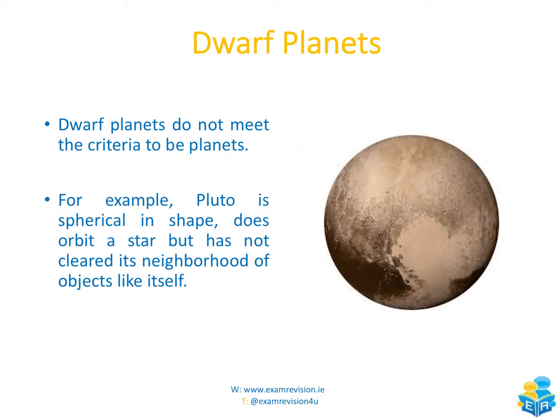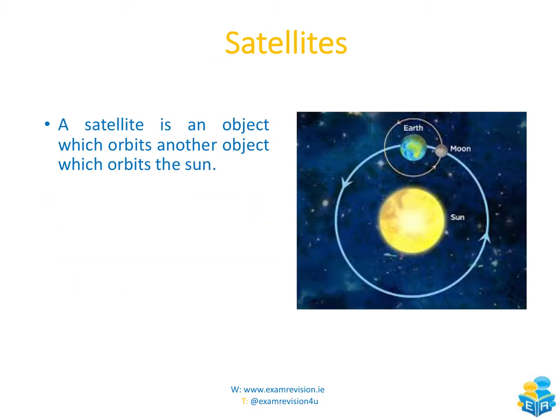Now, I mentioned already the famous example there of Pluto being demoted as a planet. So dwarf planets do not meet the criteria to be planets, okay? So think back to the 3 criteria. They don't meet all 3. For example, Pluto is spherical in shape, so it meets that one. It does orbit a star, so it meets that one, but it has not cleared its neighbourhood of objects like itself. Okay, so it was declassified as a planet a couple of years ago, and it is now referred to as a dwarf planet. So dwarf planets, they don't meet all of the criteria to be classified as planets. Pluto, again, being the famous example of that.